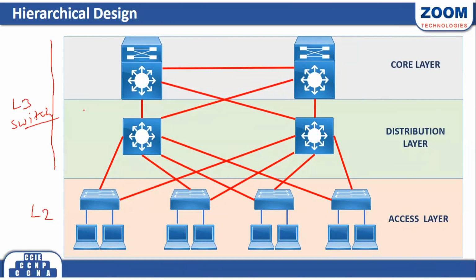Actually, a switch works in layer 2, but we call it a layer 3 switch. What is layer 3? Network layer. So these switches work in layer 3, the network layer. These switches are router cum switch, with two functionalities. We call them multi-layer switches.